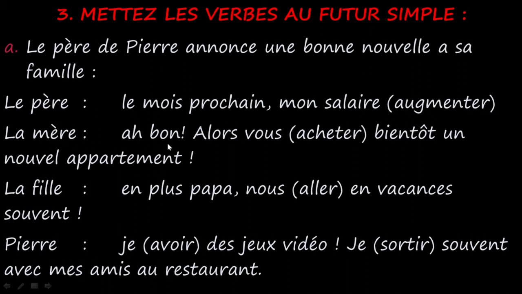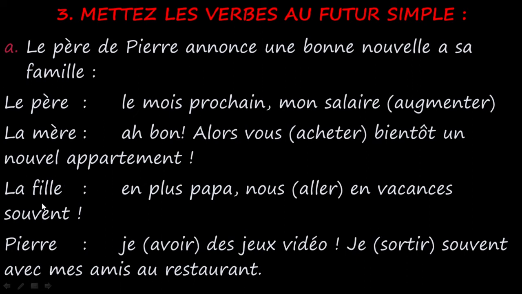La mère: ah bon? Vous achetez bientôt un nouvel appartement. So which means you will buy soon a new apartment. So acheter, the verb, it's an ER ending verb. So vous acheterez. ER ending, so we leave it as it is. So acheter, then we add the ending for vous. What is the ending for vous for future simple? Vous acheterez bientôt un nouvel appartement.